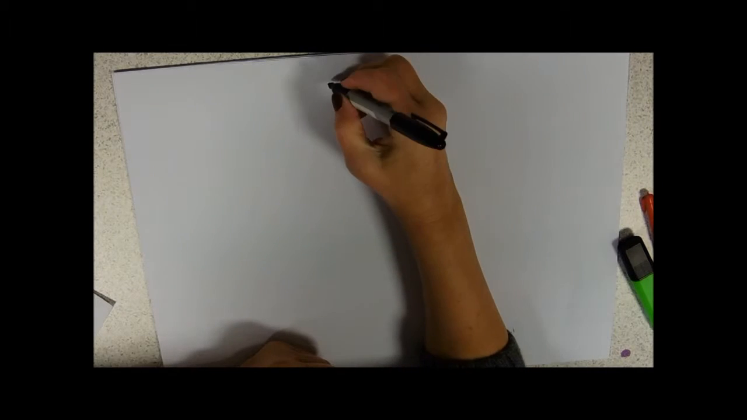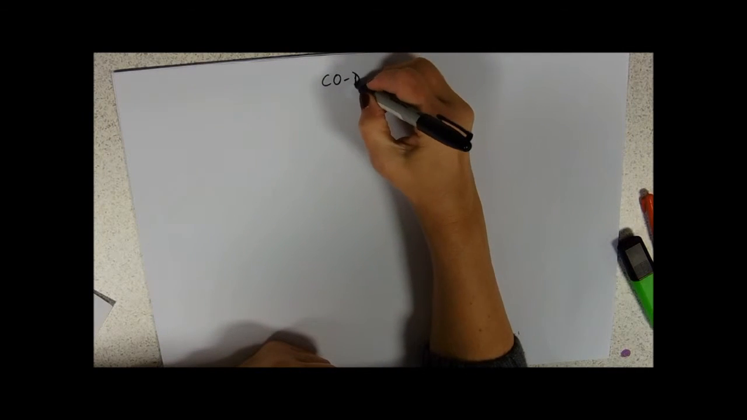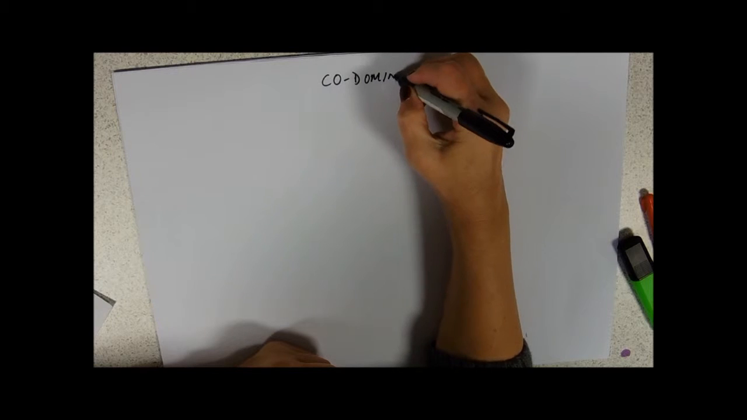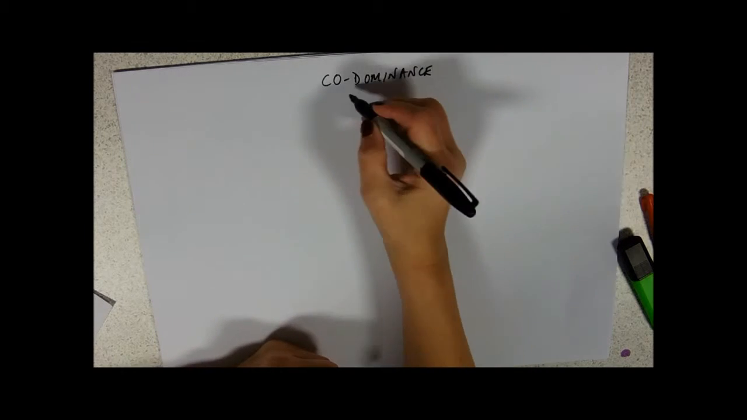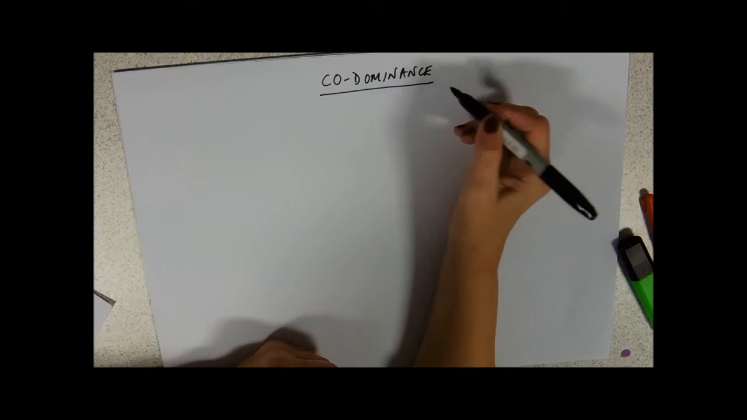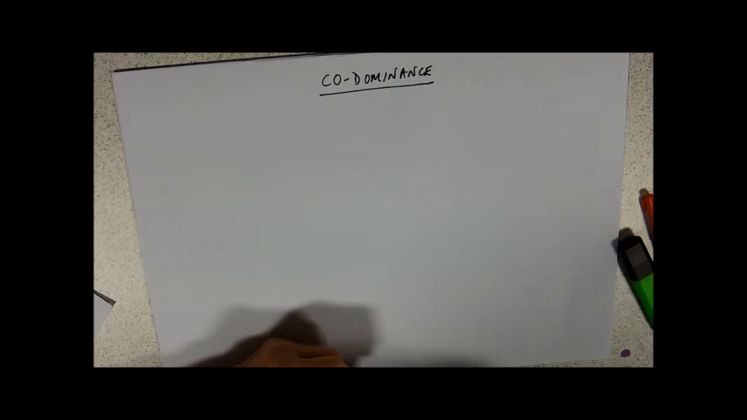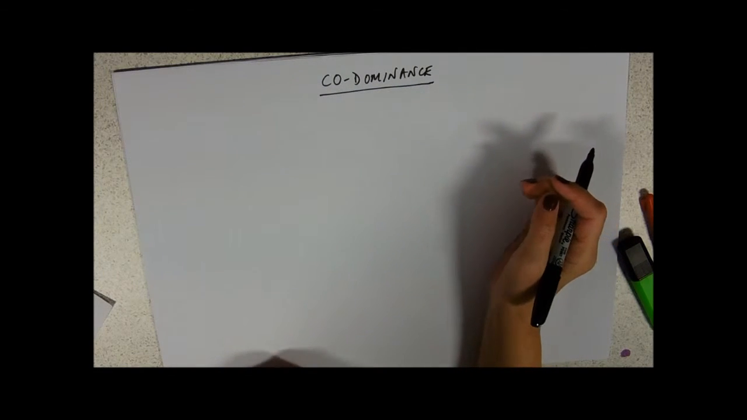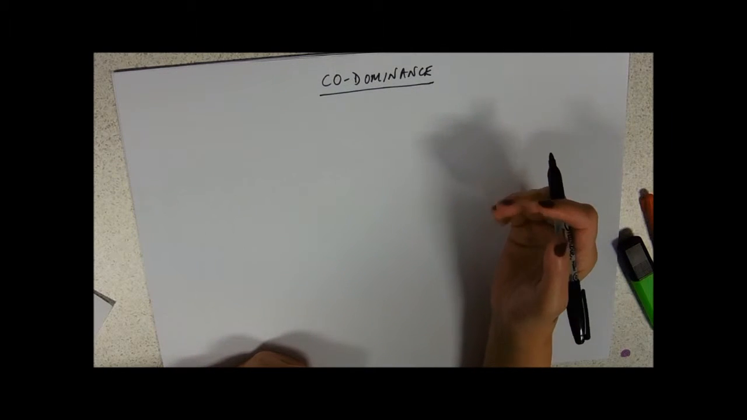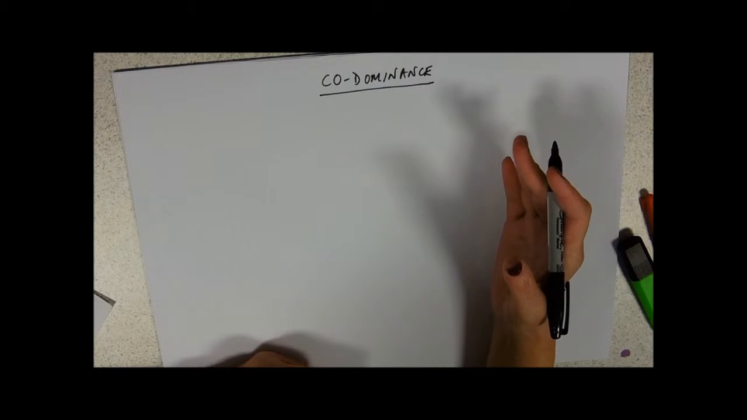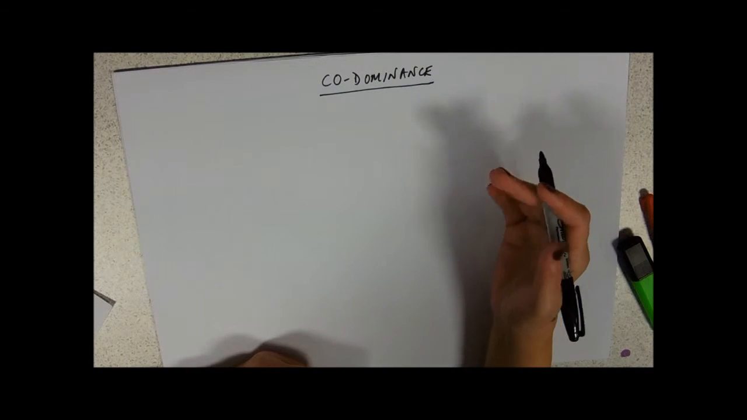Okay, so this video is going to be about codominance, which kind of does what it says on the tin, really. So alleles can interact in different ways. We've done quite a few crosses where we've talked about dominant alleles being expressed in both the homozygous and the heterozygous state, and recessive alleles only being expressed in the homozygous state.